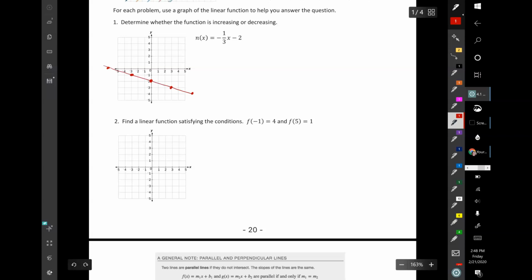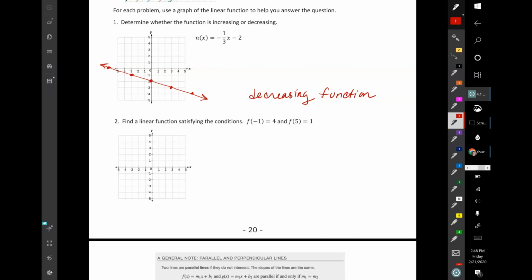I don't have a ruler on this app, but you should use them when you're doing it on paper. So this is decreasing. And it is a function, so we'll say it's a decreasing function. And remember, we read graphs left to right in general.